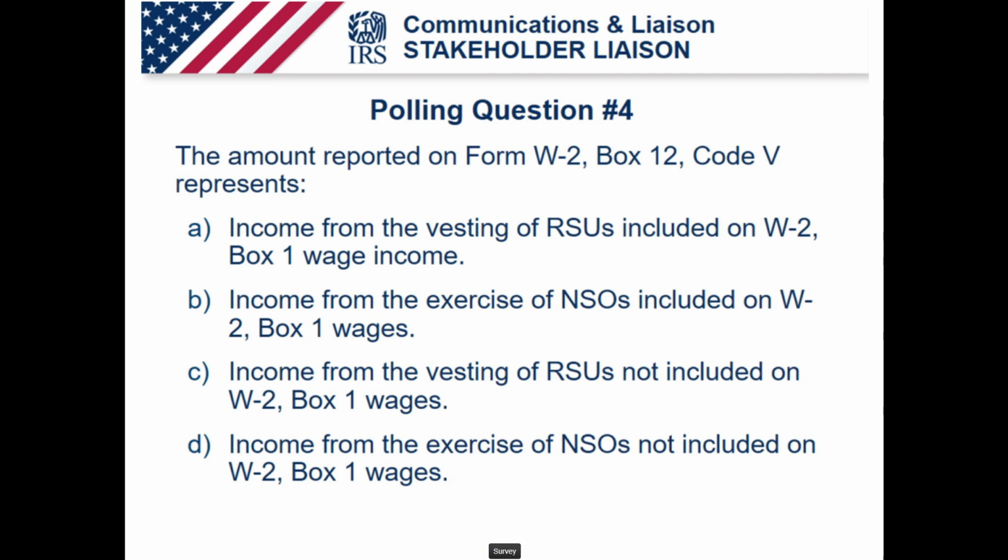The amount reported on Form W-2, Box 12, Code V, represents A, income from the vesting of RSUs included on W-2 Box 1 wage income, B, income from the exercise of NSOs included on W-2 Box 1 wages, C, income from vesting of RSUs not included on W-2 Box 1 wages, or D, income from exercise of NSOs not included on W-2 Box 1 wages.